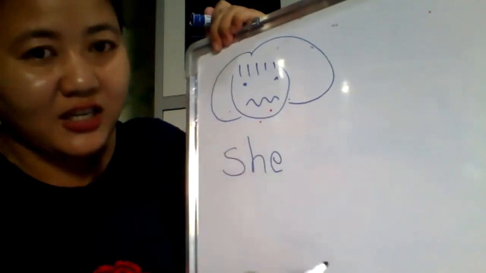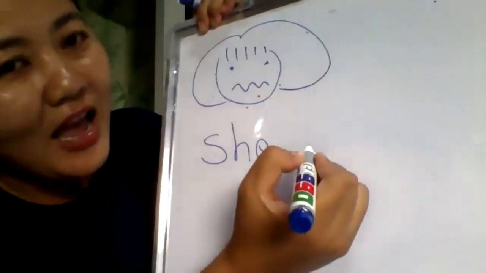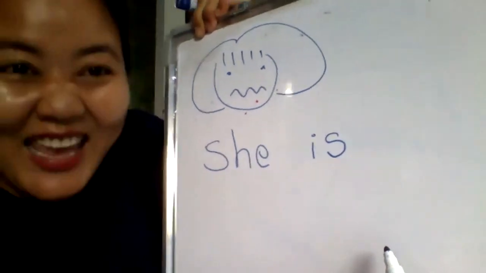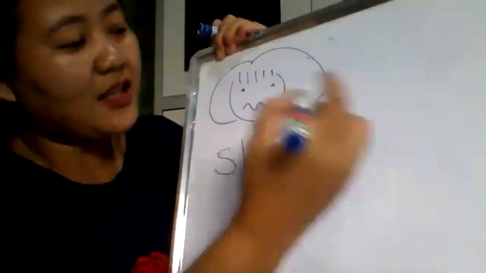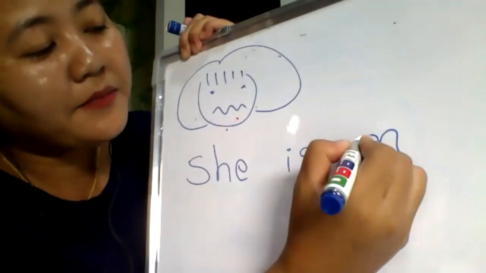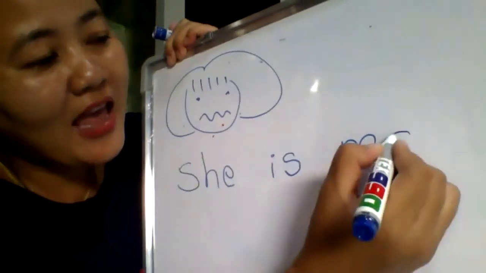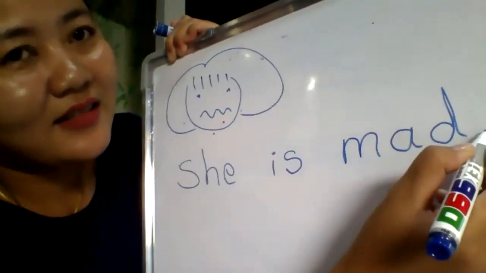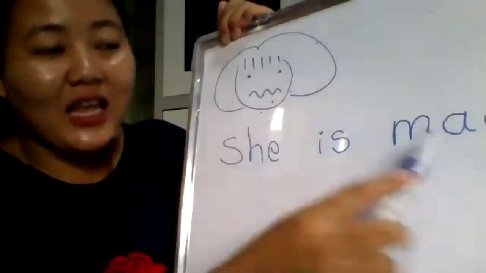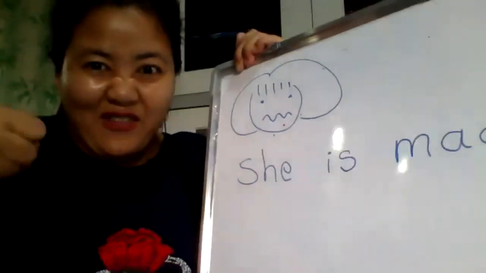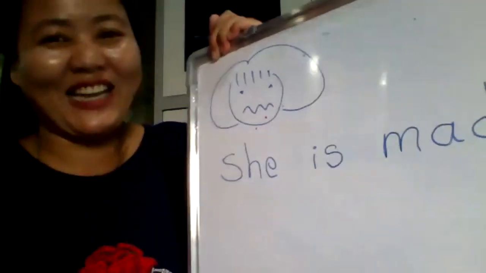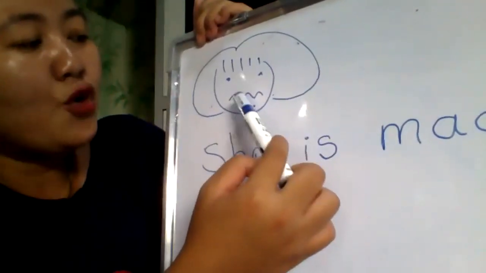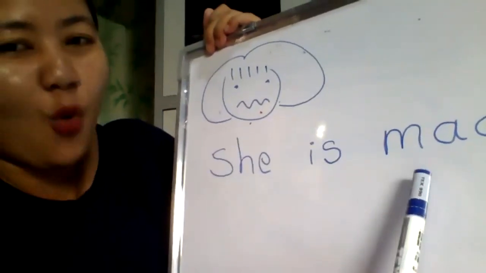S-H-E. She. And just now we have learned this sight word. Do you still remember this one? Is. She is. What is M sound? She is Matt. A sound. Mad. D sound. Mad. Mad means very angry. Like this, okay? Mad.